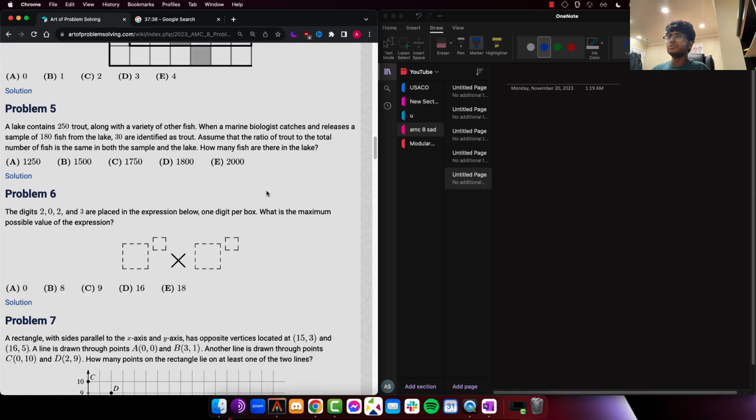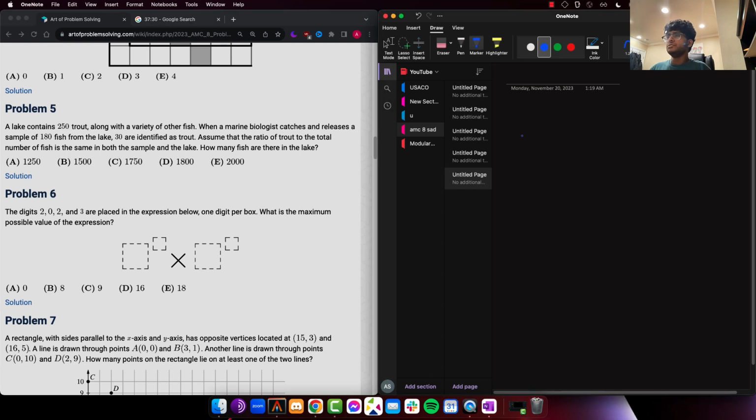A lake contains 250 trout along with a variety of other fish when a marine biologist catches and releases. Okay, so this is just doing 250 over x equals 1/6. So 250 is 1/6 of, 250 times 6 is 1500, so it's B.